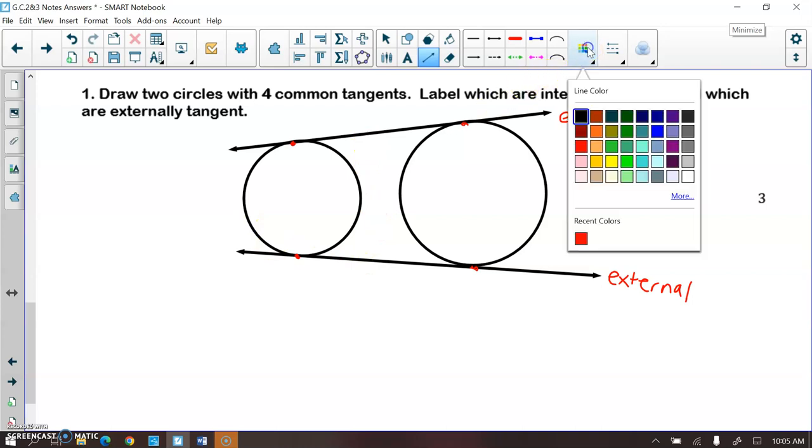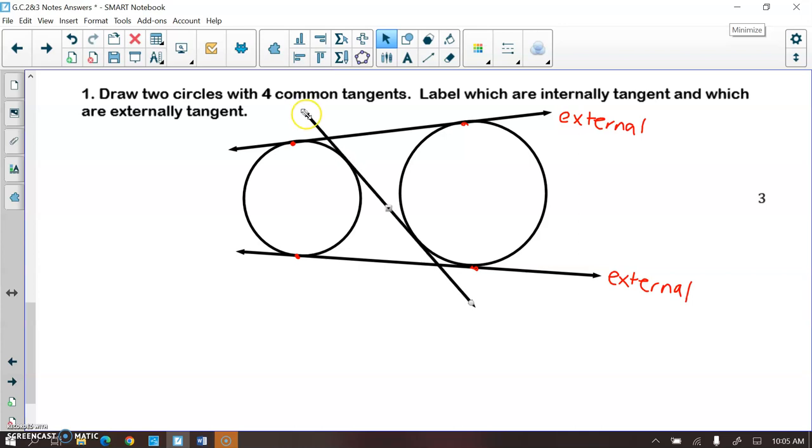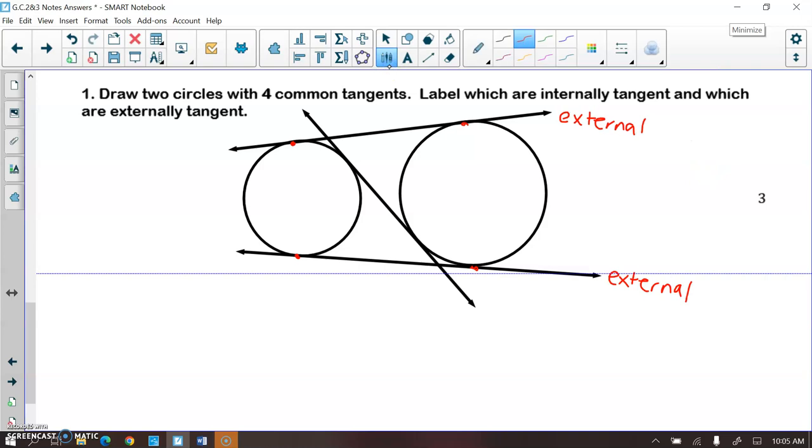So now we're going to do the internal tangents, which go in between your 2 circles. So something like this, and let me readjust that line. Something like this would be an internal tangent. It goes in between the 2 circles and it touches the 2 circles in exactly one place. So that's an internal tangent because it goes in between the 2 circles.